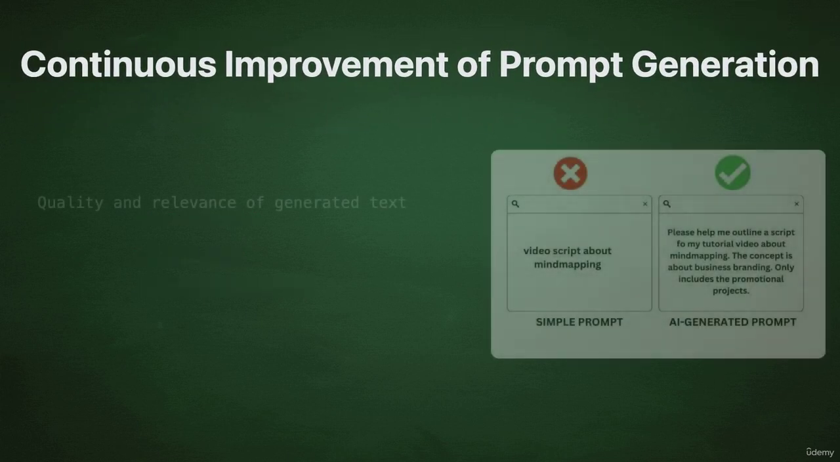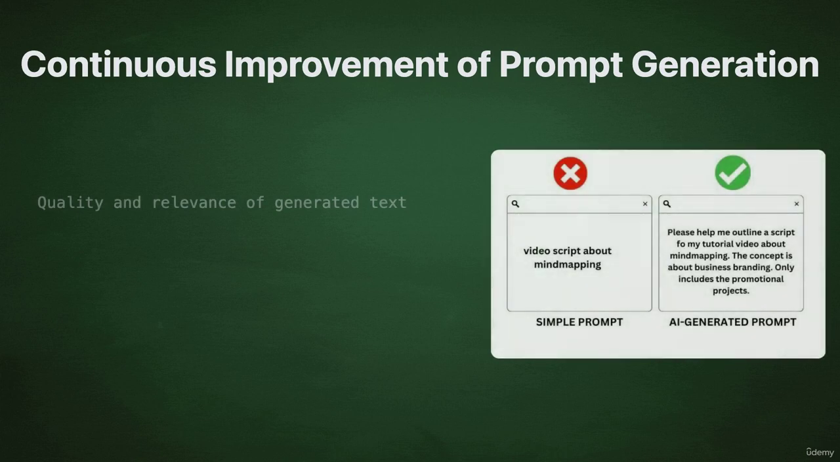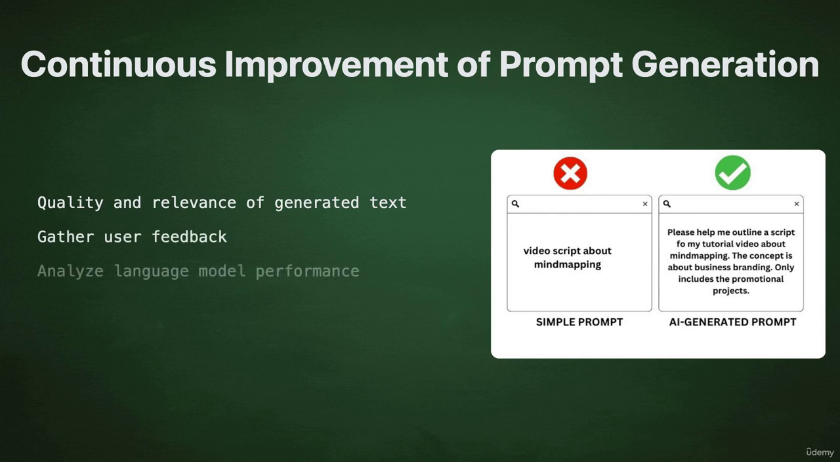Finally, it's important to continuously evaluate and refine your prompt generation script. Monitor the quality and relevance of the generated text and make adjustments to your prompts as needed. This may involve gathering feedback from users, analyzing the performance of your language model, and iterating on your prompt design. By continuously improving your prompt generation script, you can ensure that your language-based applications are delivering high-quality, relevant, and engaging content to your users.